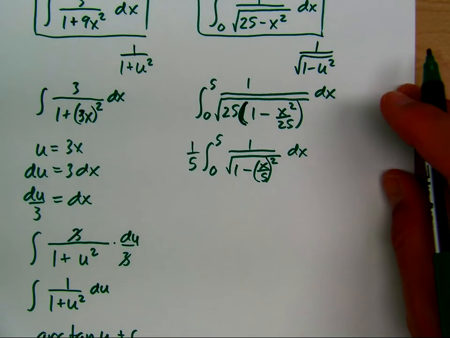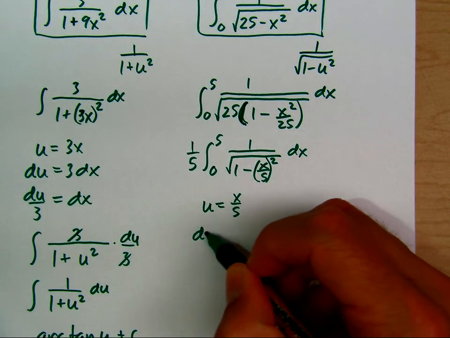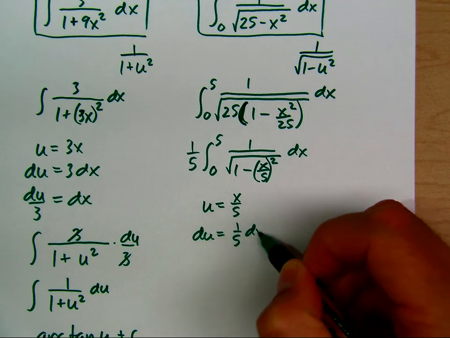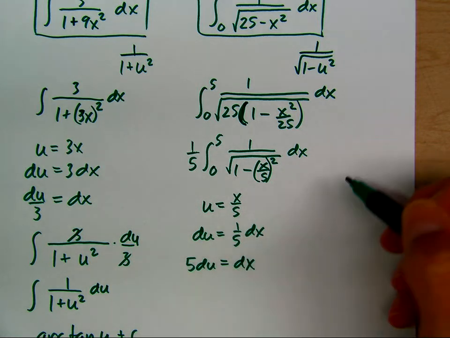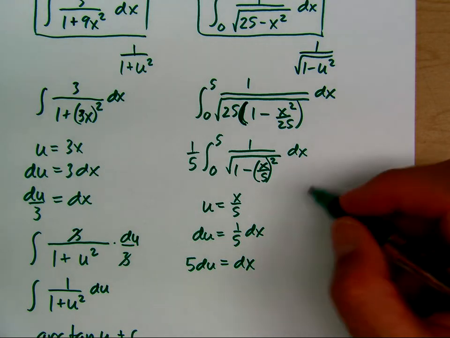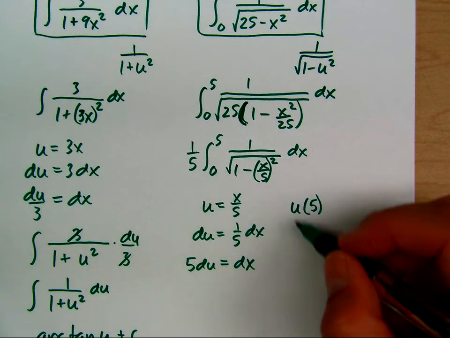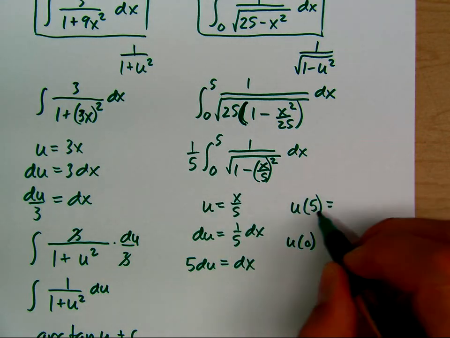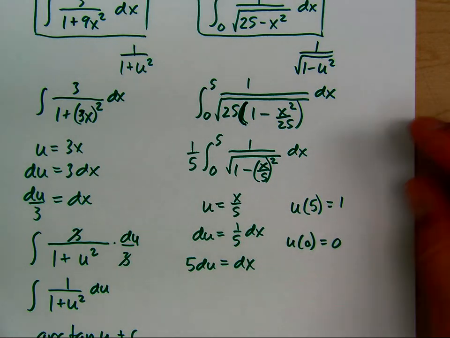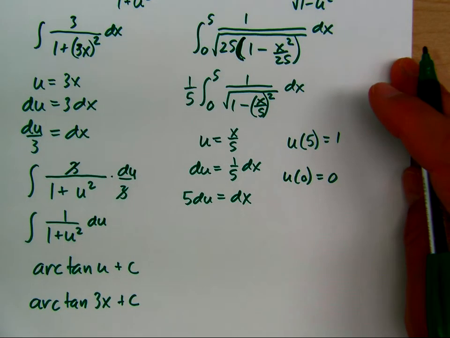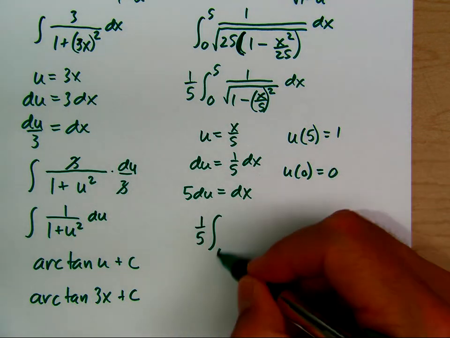Now we can choose u to be x over 5. du is 1/5 dx, so dx is 5 du. We also need to find u evaluated at 5 and u evaluated at 0. So let's put a 5 in there, put a 0 in there. Those are the new limits, u values. We're going to go from 0 to 1.